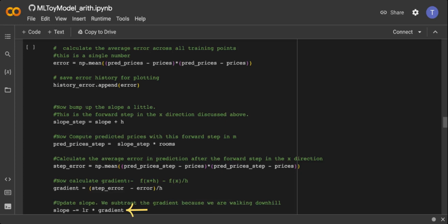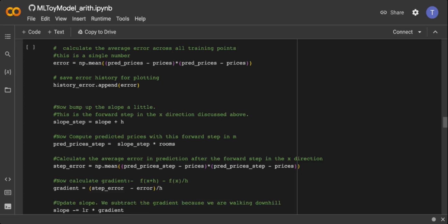Another simplification made in this toy model is the update of the model parameter. We always updated the model parameter m with a constant fraction of the gradient. In practice, this update is done using an algorithm called gradient descent that decides what fraction of the gradient to use to step down the hill based on how steep the slope is at each step of the training.